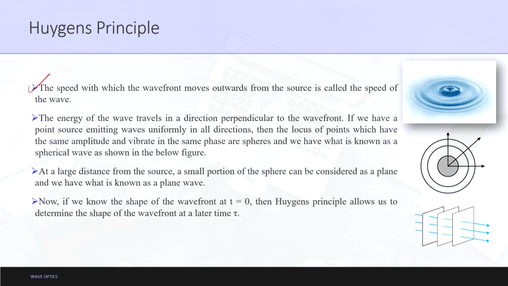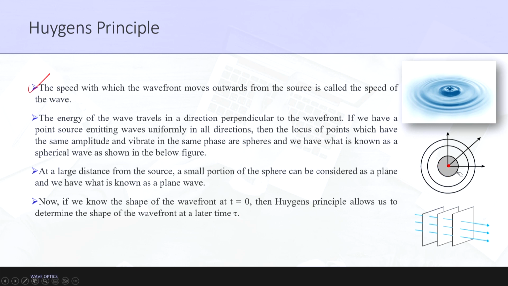The energy of the wave travels in a direction perpendicular to the wavefront. So, this is the direction, and this is the wavefront here, so this is perpendicular to the wavefront. If we have a point source, this is a point source, emitting waves uniformly in all directions, as you can see that the waves are being emitted in all directions, hence it is uniform.